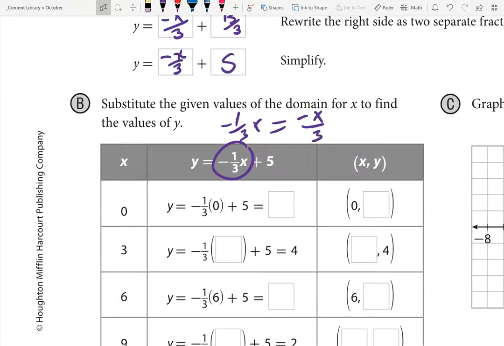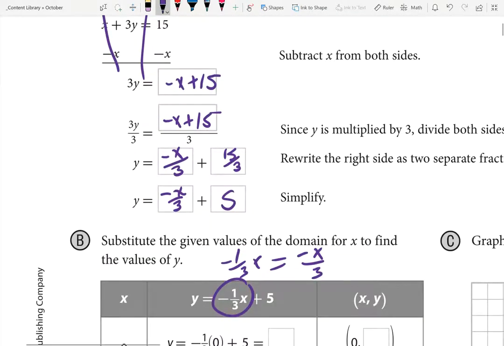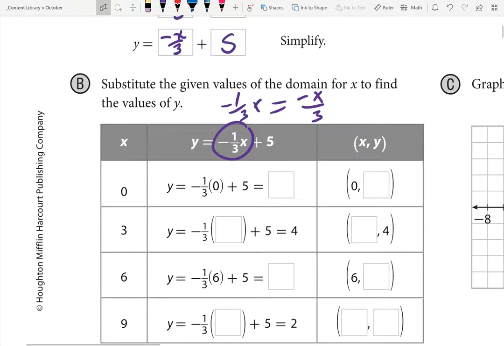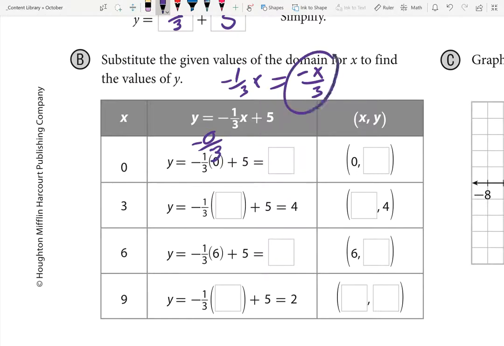So now what we're doing is we have our domain 0, 3, 6, 9. So these are, again, the input values. These are the x values. So we're going to plug them into our function, and we're going to see what output we get. So you can see that here are those x values, those domain values 0, 3, 6, 9, and here's us plugging them in. So when you plug 0 in to the first one, again, I like to think of it as -0 divided by 3 because it's more like that. I get 0 plus 5, which makes the output of 5. So when you plug in 0, you get an output of 5.